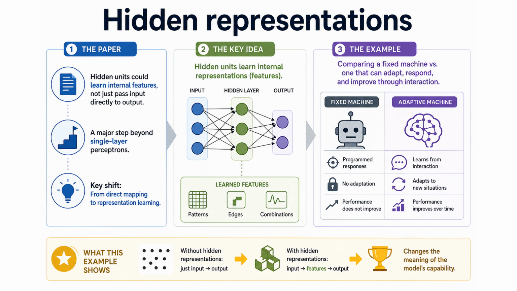Gradient descent through layers. The method repeatedly changes connection weights in the direction that reduces error. The key idea is that learning becomes an optimization process across many layers.